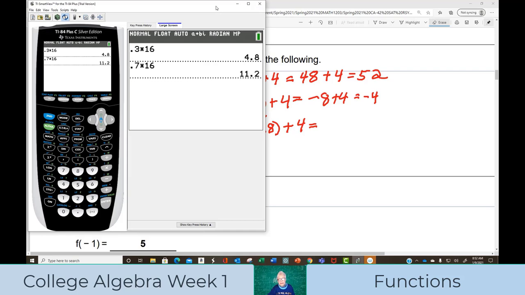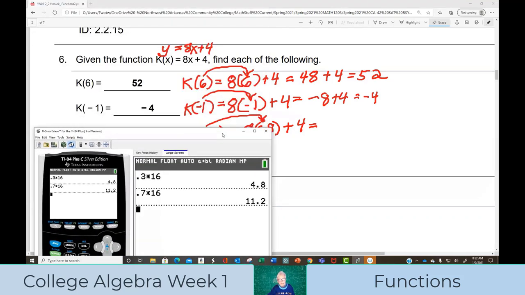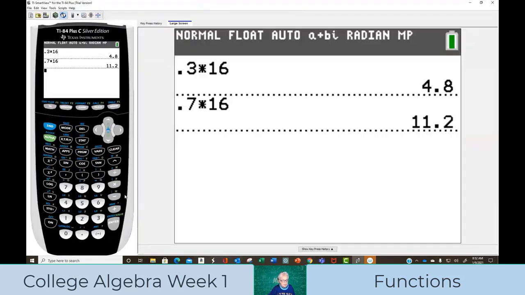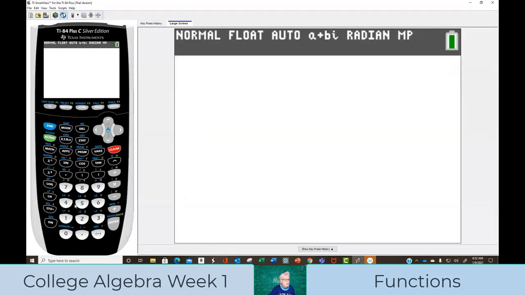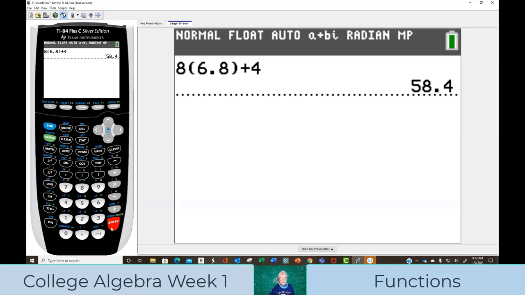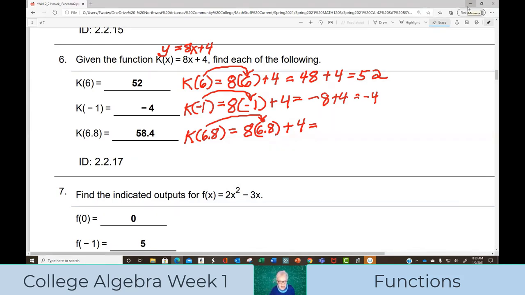Okay, so what am I doing here? This is going to be 8 times 6.8 plus 4. Let's make this big and clear it. Okay, now watch. I love the TI calculator. 8 parentheses 6.8 parentheses closed plus 4. And then enter, which gives me 58.4. Let's see what their answer is. 58.4, yeah. So yeah, you can do it on your calculator.